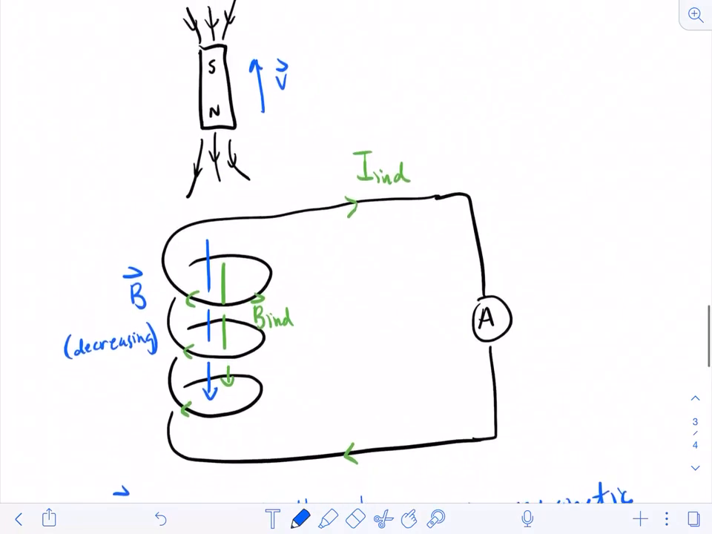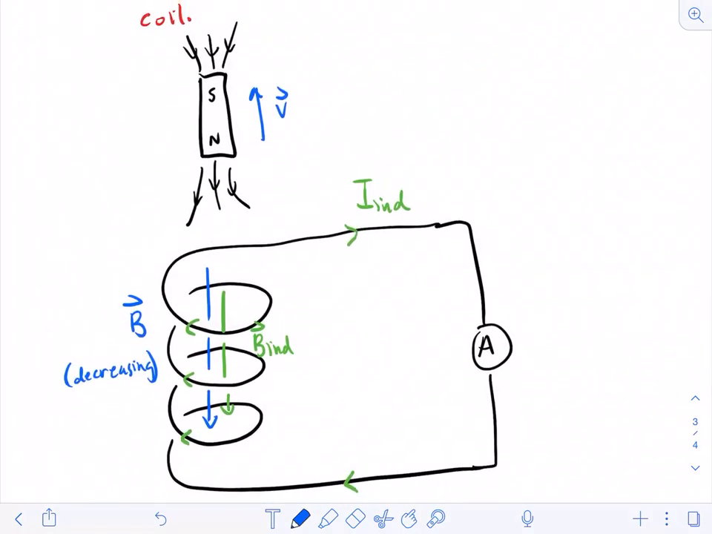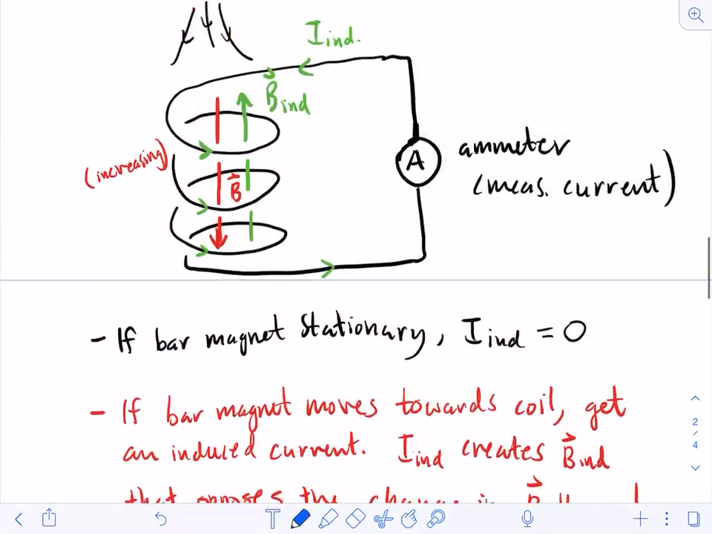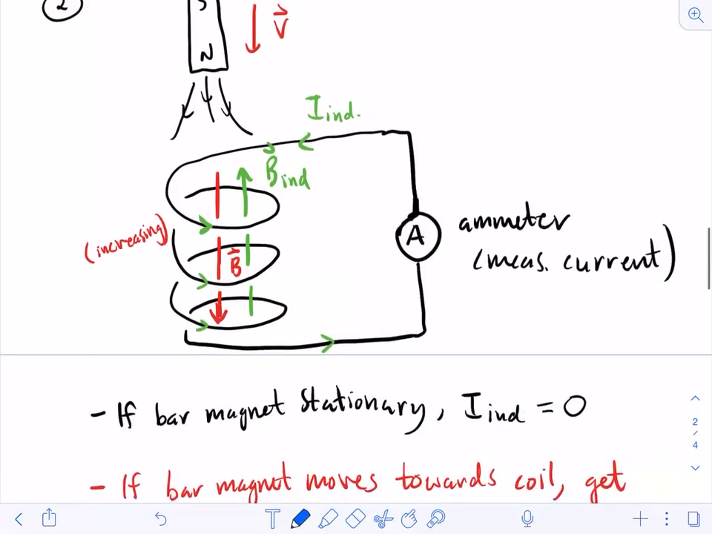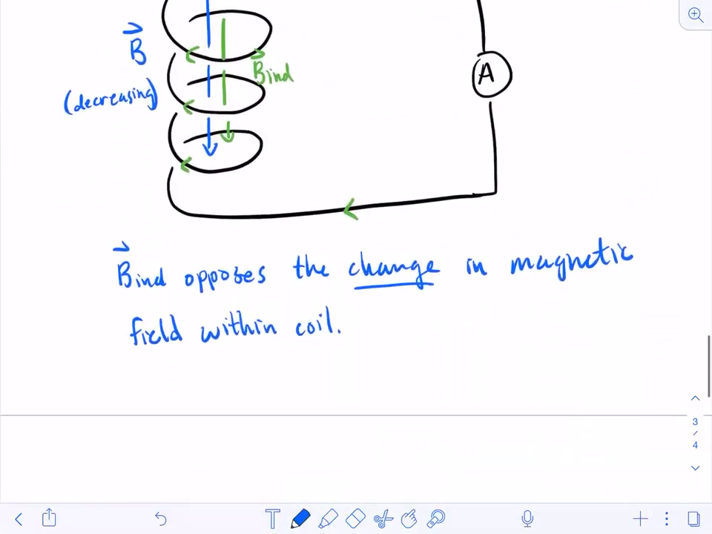In the present case, we started with a downwards field and it started to decrease. B induced acts to oppose that change, so it's in the same direction as the field. In the first case, we had again a magnetic field down in the coils, but then we started to increase the strength of that field by bringing our magnet towards the coils. B induced opposes that change, and so it's in the direction opposite of the field due to the bar magnet.